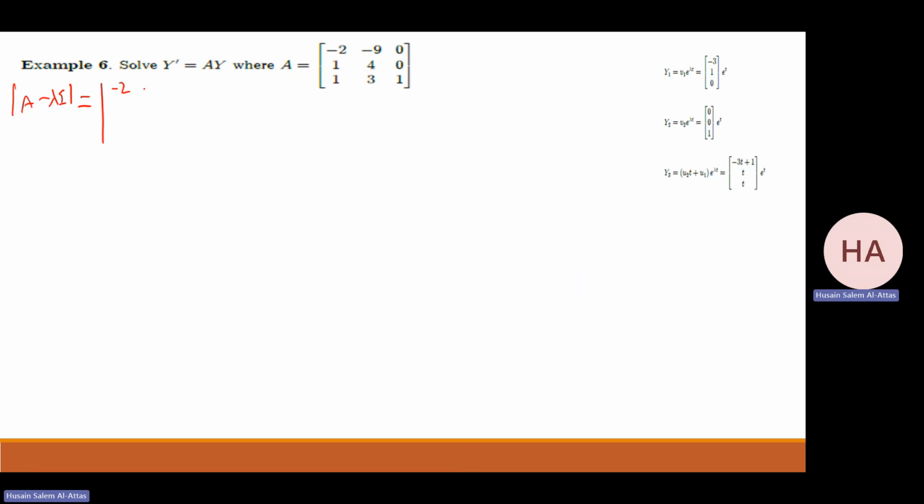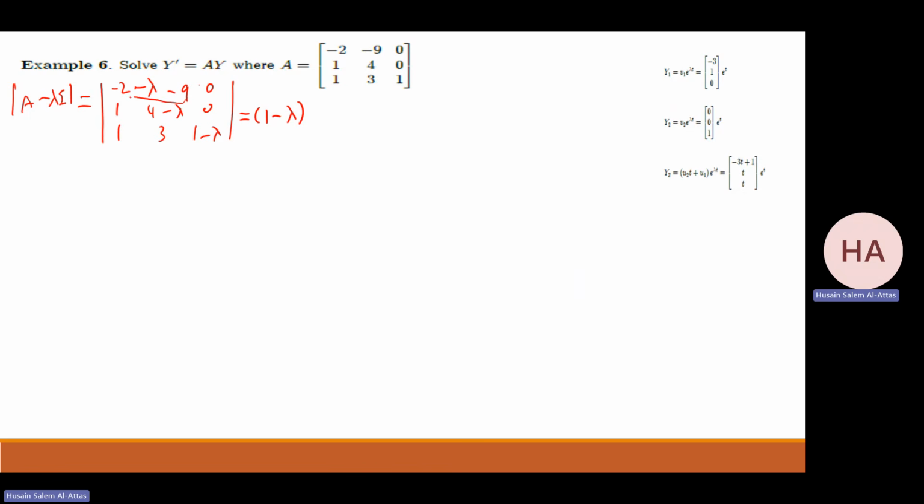That will be what? Minus 2 minus 9. I'm sorry, minus 2 minus lambda, minus 9, 0, 1, 4 minus lambda, 0, 1, 3, 1 minus lambda. Very clear. I'll do the expansion with the third column. That will be 1 minus lambda plus minus plus minus plus. So it will be plus 1 minus lambda.